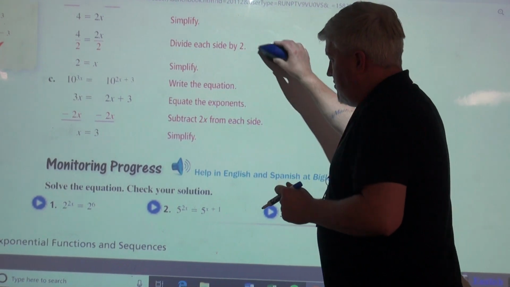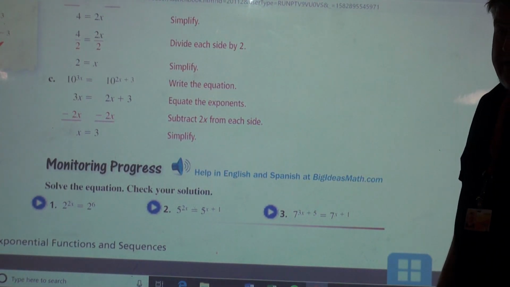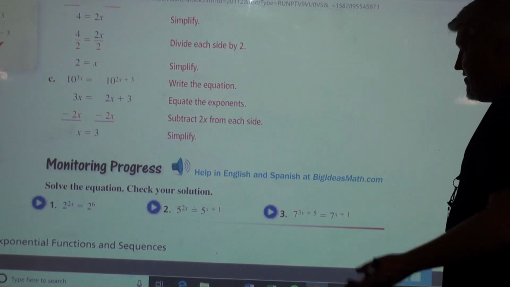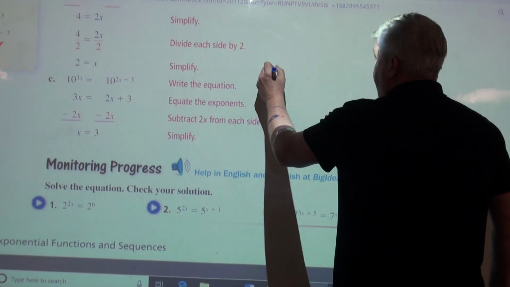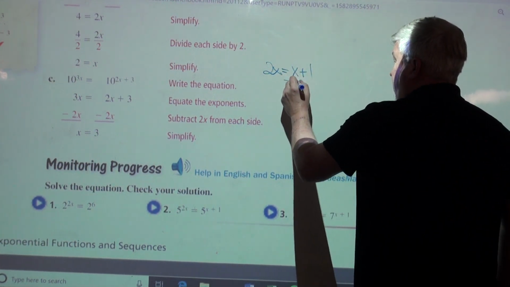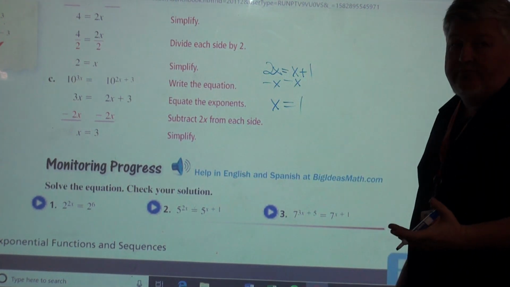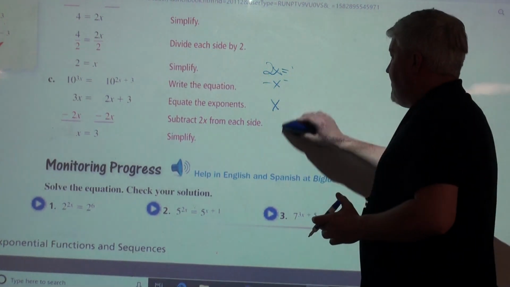Number 2, 5 to the 2x equals 5 to the x plus 1. Like bases, the base is 5. Set them both equal to each other. 2x equals x plus 1. Subtract x from both sides. I have x equals 1. Very, very easy, right? Great.